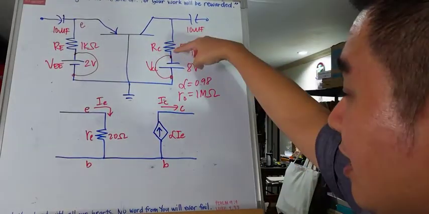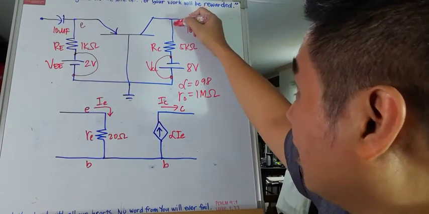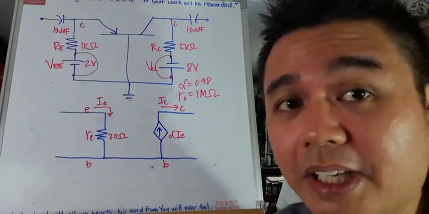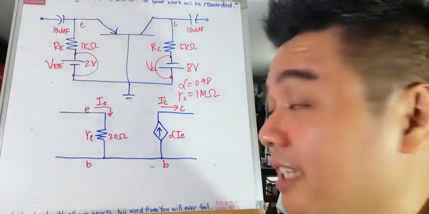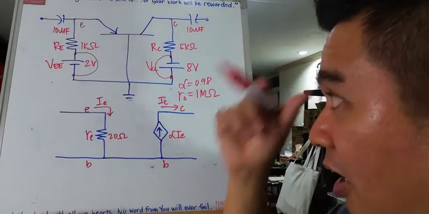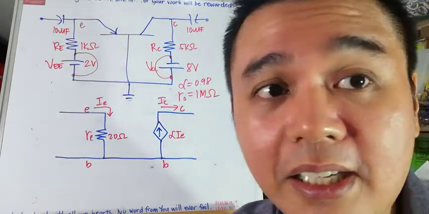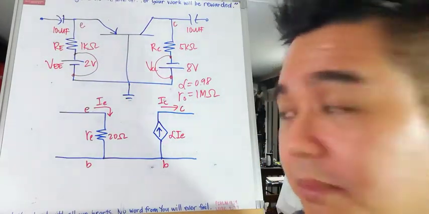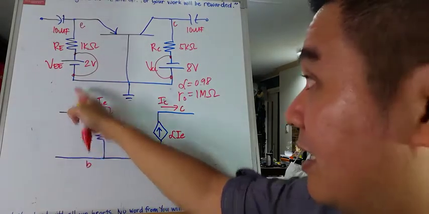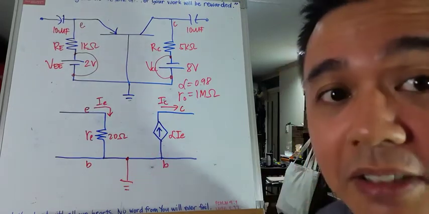Dito naman sa R sub C, ganun din. Ang R sub C natin is connected between the collector and the ground kasi nga meron na tayong short circuit sa pagitan ng ating VCC. Okay, so i-translate natin siya ngayon dito sa ating R sub E model. So R sub E, saan nakakonekta yung isang terminal niya? Sa emitter. Ito yung emitter, saan nakakonect yung isang terminal niya? Sa ground. So, yung base natin, konektado yan direkta sa ground, di ba?